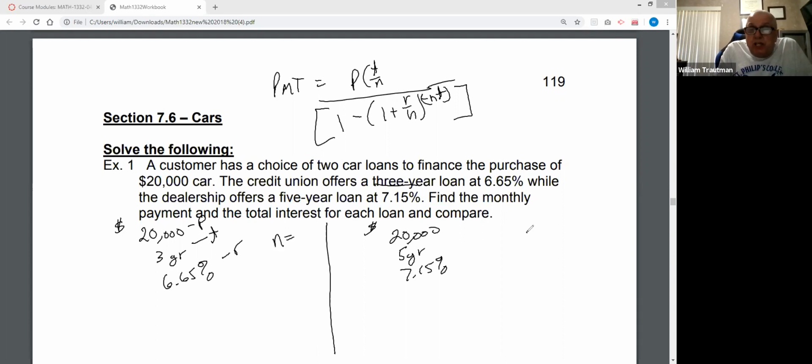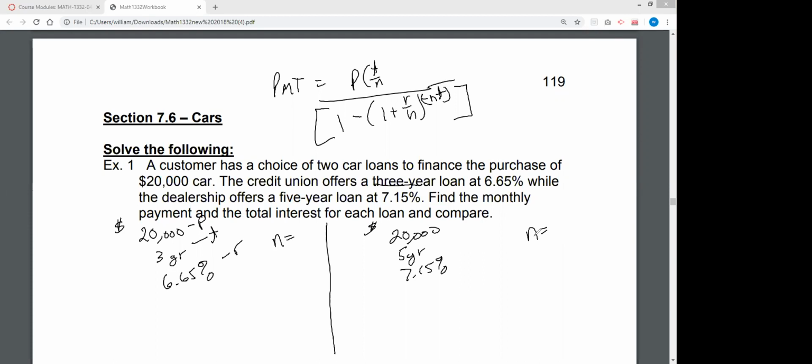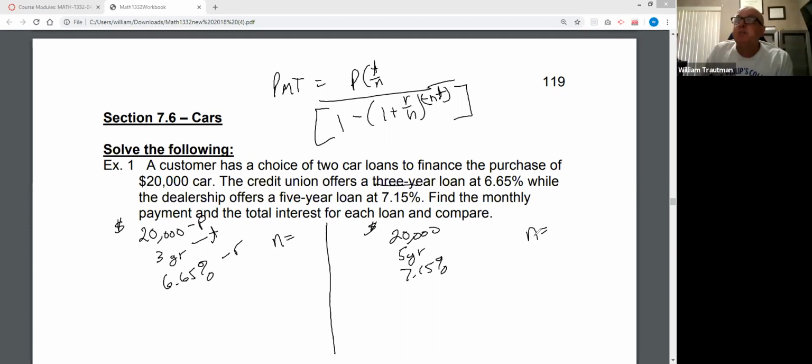Does anybody know what N equals in this problem? 12. Yes, because on car payments and house payments, you make 1 payment every month, and there are 12 payments in a year, 12 months in a year. So N is 12 when you make a car payment or a house payment. N is always going to be 12 there. So we're going to plug all that into the formula.